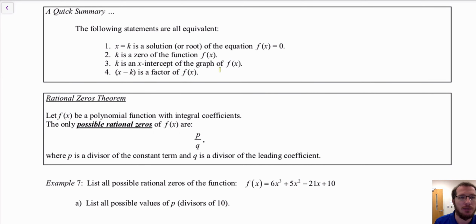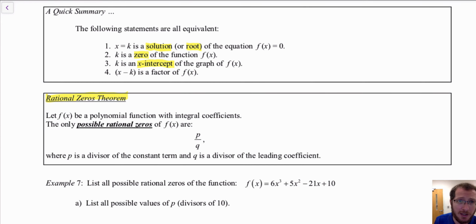All right, so one more theorem, and before we get to that rational roots or rational zeros theorem, just a reminder that if x equals k is a solution, we can also call it a root, we can also call it a zero, and we can also call it an x-intercept. This applies to any real roots, any real solutions. Our complex solutions aren't going to show up as x-intercepts, but otherwise all of these statements are equivalent. Okay, and then we just talked about that if k is one of these, then x minus k is a factor.